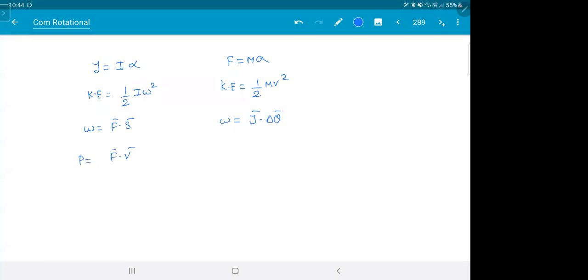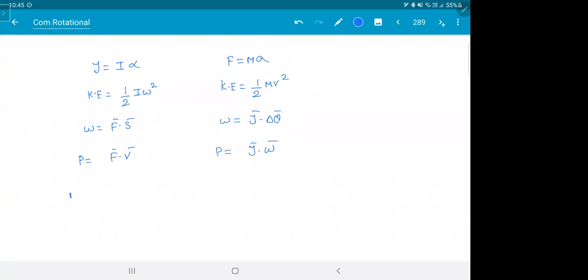So it's not much. If you see this comparison, torque is I alpha, force is ma. Kinetic energy was half I omega square, kinetic energy was half mv square. Work done was F bar dot s bar. Work done here is torque bar dot delta theta bar. Power was F bar dot v bar. Power here is torque dot omega bar.